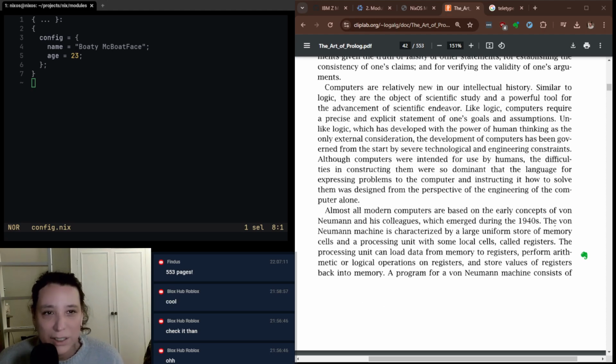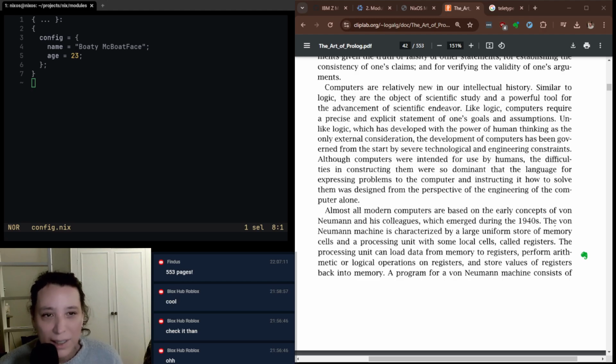Computers are relatively new in our intellectual history. Similar to logic, they are objects of scientific study and a powerful tool for the advancement of scientific endeavor. Like logic, computers require precise and explicit statement of one's goals and assumptions. Unlike logic, which has developed with the power of human thinking as the only external consideration, the development of computers has been governed from the start by severe technological and engineering constraints.